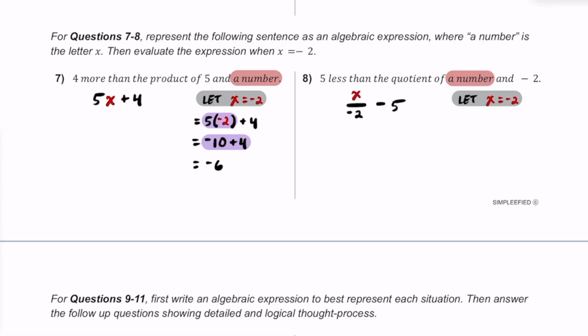Now let's let x equal -2 and go ahead and evaluate this thing. If x is -2, we can substitute that into the numerator of this fraction, or this division problem. So it's going to be -2 divided by -2, and then -5. Following the order of operations, -2 divided by -2 is going to be +1, so we're looking at 1 minus 5. If you take 1 and take away 5 from it, 1 minus 5 is just going to be -4. So this would be the value of the expression if x was equal to -2.